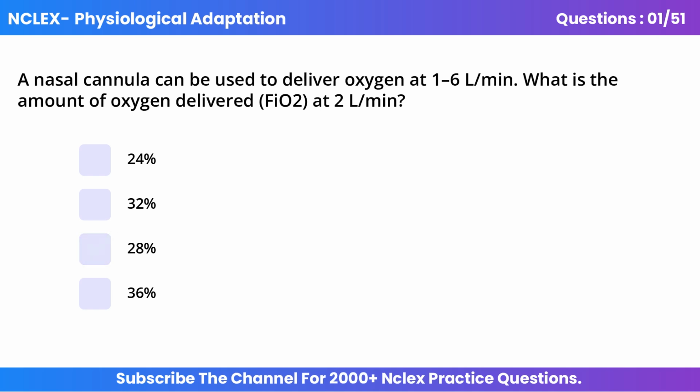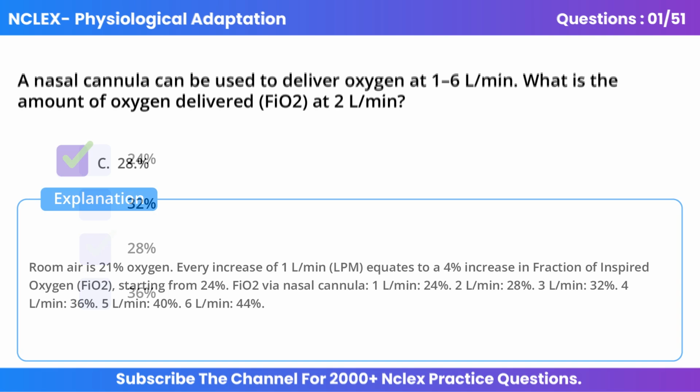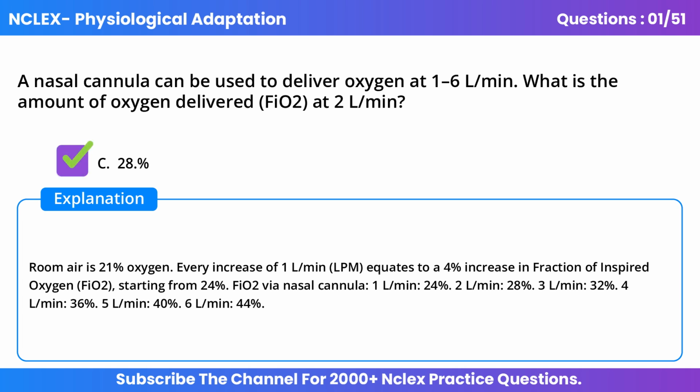C. 28%. Room air is 21% oxygen. Every increase of 1 liter per minute, LPM, equates to a 4% increase in fraction of inspired oxygen, FiO2, starting from 24%. FiO2 via nasal cannula, 1 liter per minute, 24%. 2 liters per minute, 28%.